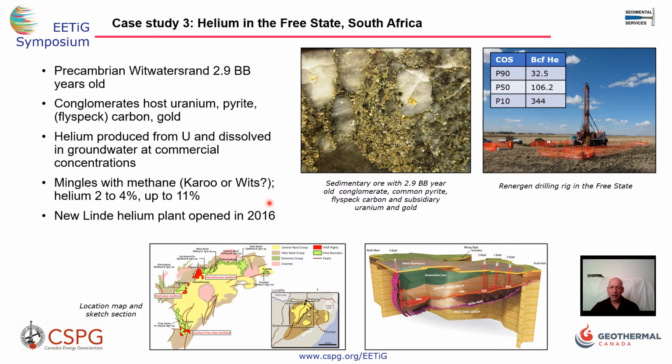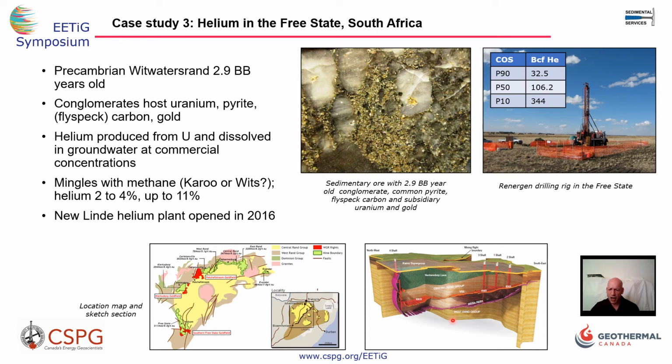It's unclear whether the methane is being generated from Karoo sediments, which overlie the Precambrian rocks, or whether it's being generated from the Witwatersrand. Maybe some of this carbon, the fly speck carbon, is providing a source for this methane. In terms of location, we're sitting down here in the Free State. Johannesburg is up here, and this is where the gold industry started in South Africa, and this is the Witwatersrand Basin. We're around 300 kilometers to the southwest of Johannesburg.